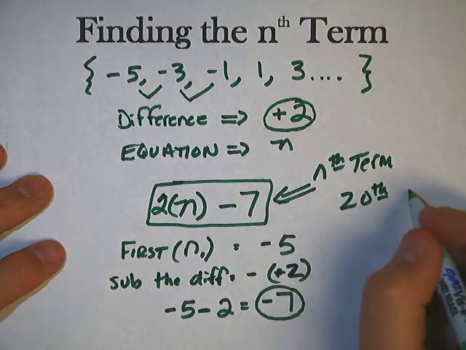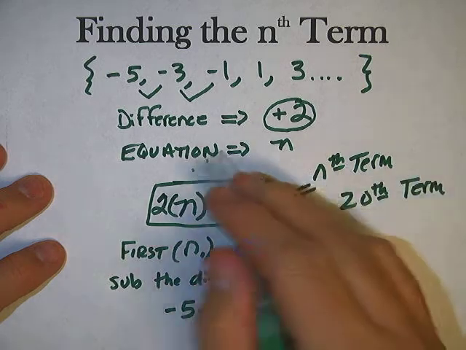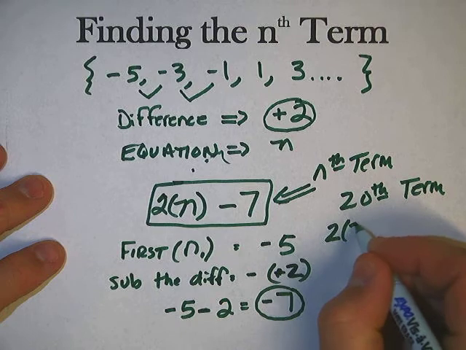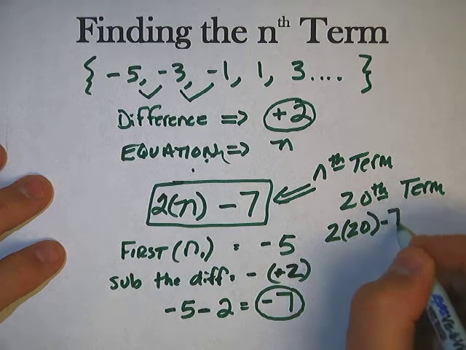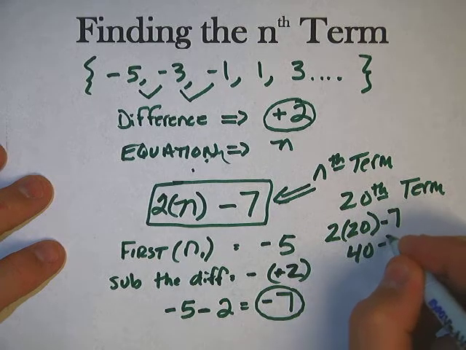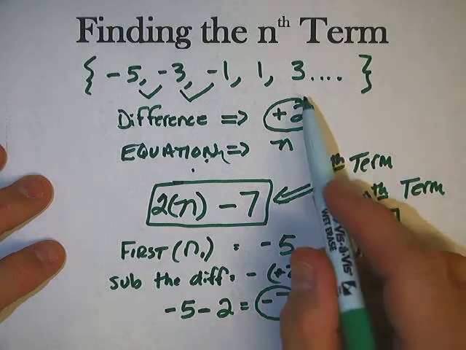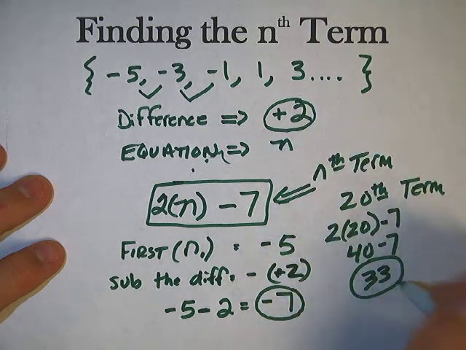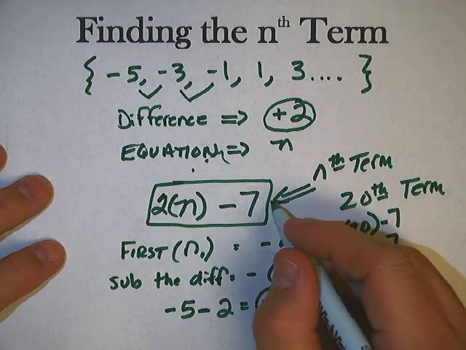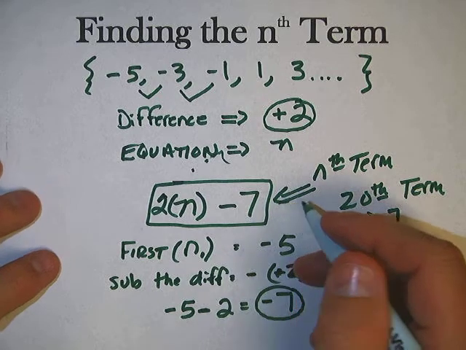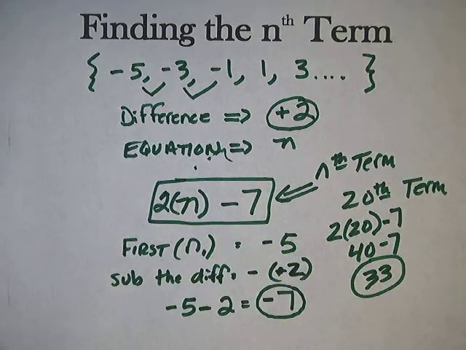So if I have this now to find the 20th term, what's the 20th term in this sequence? Well, the 20th term, I could keep writing it out, but that'd be a waste of time. 2 times 20 minus 7. Well, that's 40 minus 7, so that equals 33. So if I were to follow this out to the 20th place, I would get 33. That's the value of determining the nth term and creating that equation.